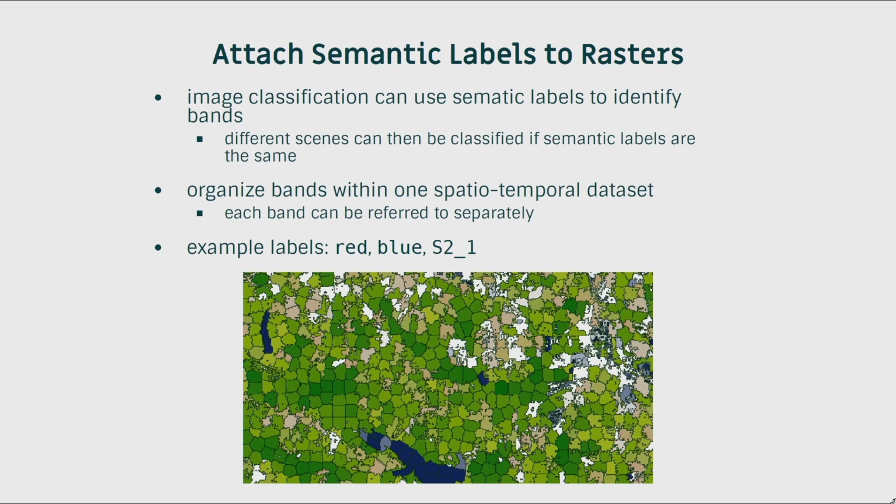Then attach semantic labels to rasters. So if you are doing remote sensing, you can attach semantic labels either to individual bands of an image, and this will really create a seamless workflow for classifying multiple scenes, like multiple Landsat scenes, or you can use these to further organize your time series and then just pick a piece of the time series, like only the red band or only the Sentinel-2 band 1. If you are not doing remote sensing, just don't worry about this.